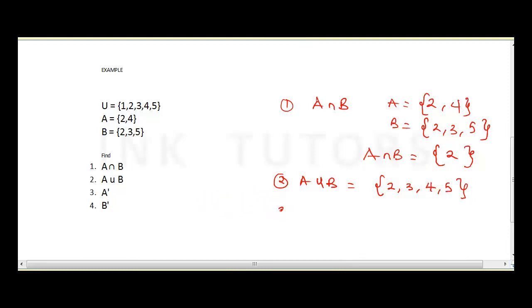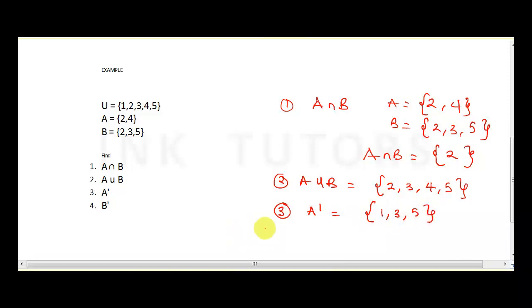Now the third question says, what is A complement? Remember A complement? We said A complement are those things that are not in A but can be found in the universal set. So for A complement, we're going to have 1. 2 is in A, so we're not going to write 2. 3. 4 is in A, so we're not going to write 4. So we'll have 1, 3, and 5.